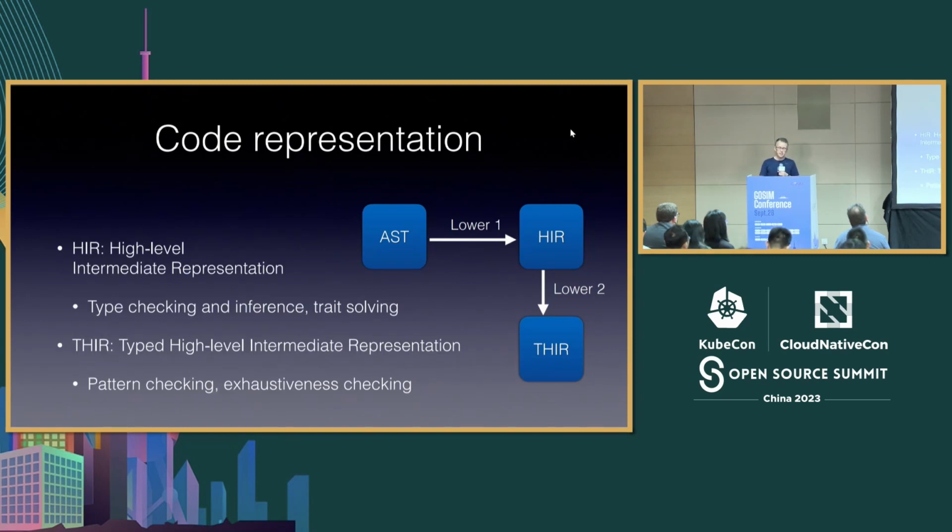Once we've finished with the AST, we do a step called lowering, and that produces HIR, or high-level intermediate representation. This is another very important representation. It's a little bit more low-level than the AST. Certain language features have been removed at this point. That's the level at which we do type checking and type inference and trait solving, which are all quite important operations. Then there's another lowering step to what we call THIR, typed HIR, and this is the level at which we do a couple more steps, including pattern checking and exhaustiveness checking.